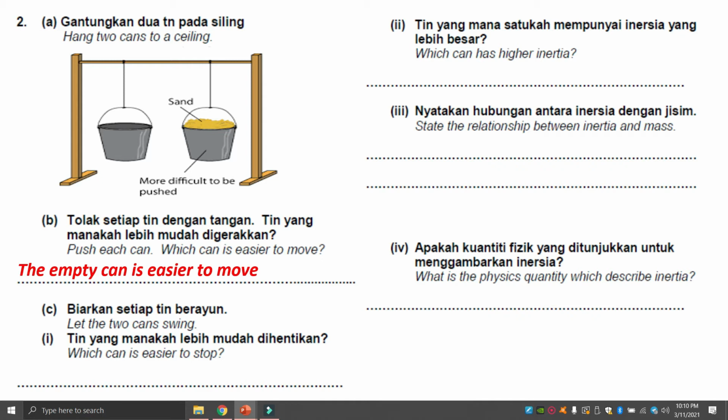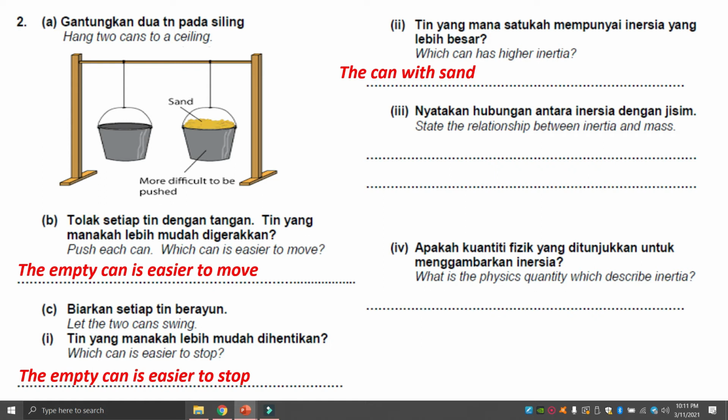And then the next part, let the two cans slide. Which can is easier to stop? Of course, the empty can, because the mass is smaller, which means the inertia is smaller, so it's easy for you to change the direction and also to give a force to the object.